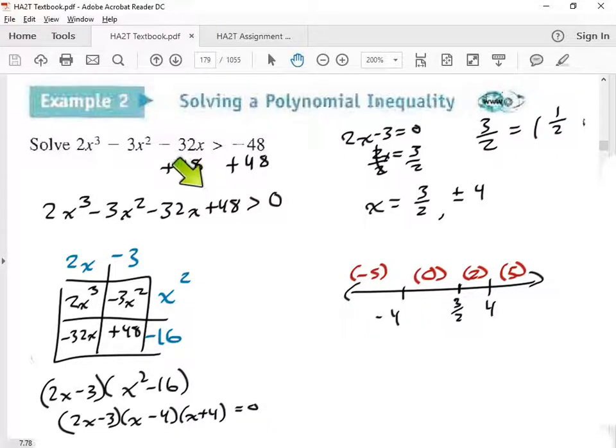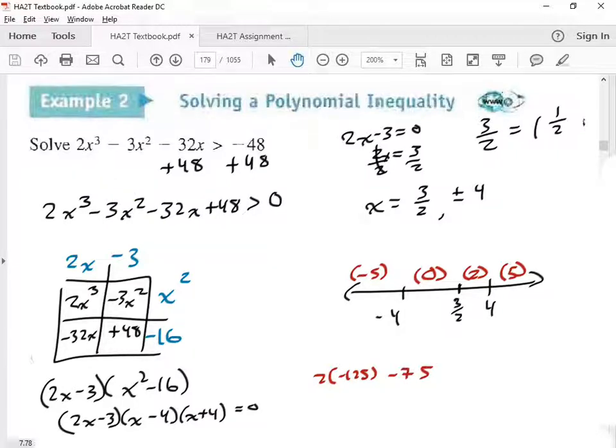So can we do this in our head? Maybe, maybe not. What is negative 5 raised to the third power? Negative 125. And so I'm going to have 2 times negative 125. That's actually not that bad. I could probably do it in my head pretty easily. Negative 5 squared is positive 25 times a negative 3. That would be a negative 75.